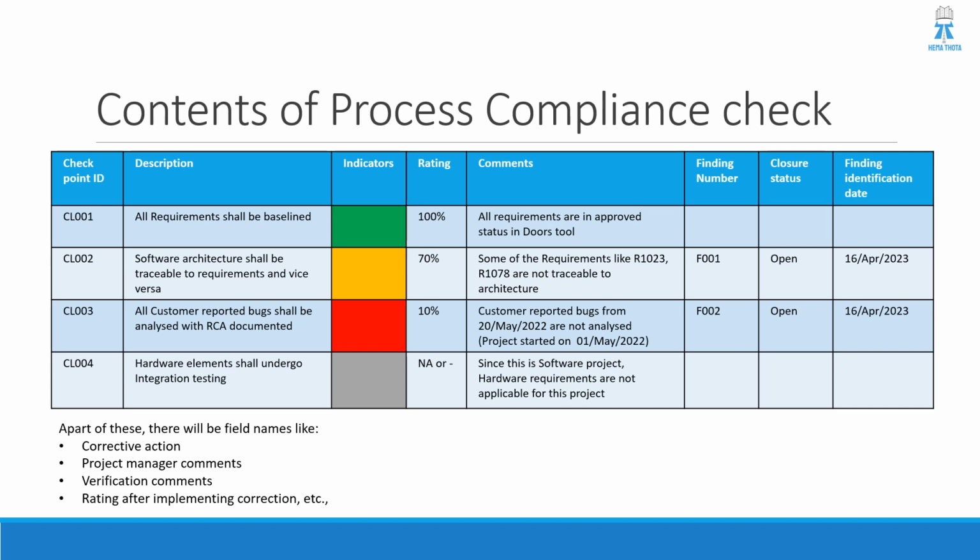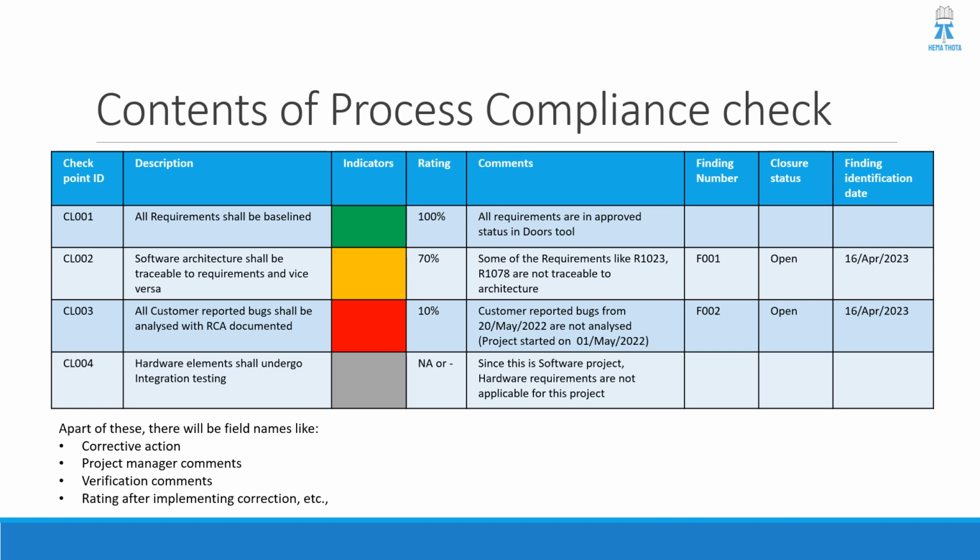Okay, and CL004, it is hardware elements shall undergo integration testing. This is marked as gray. Usually it will have a dash in it or N/A in it. It won't be considered for the percentage calculation. Since this is a software project, hardware requirements are not applicable for the project. You should mark for everything.